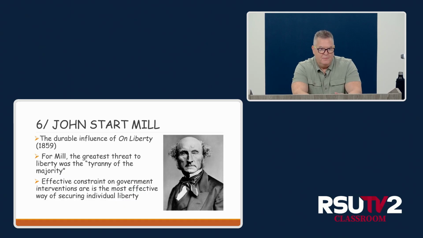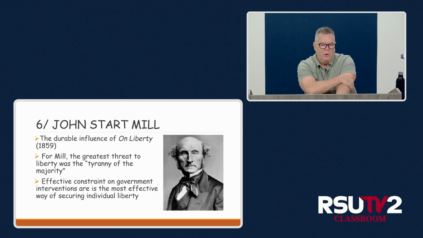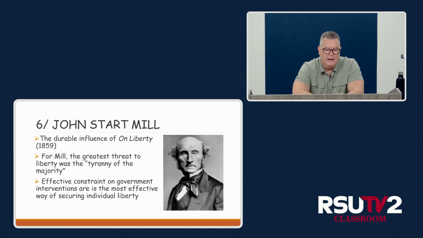Another important influence in the formation of liberalism in the 19th century is John Stuart Mill, who at various points in his life described himself as a utilitarian, a socialist, and a liberal. His father was James Mill, who was a colleague of Jeremy Bentham and who really raised him to be this very brilliant person. So he wrote a book in 1859 called On Liberty, which is still widely read.